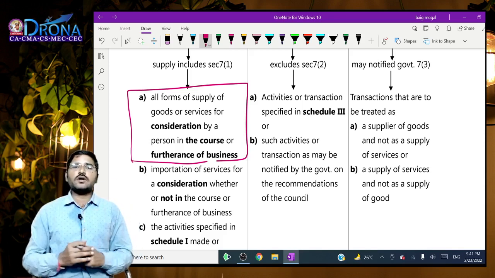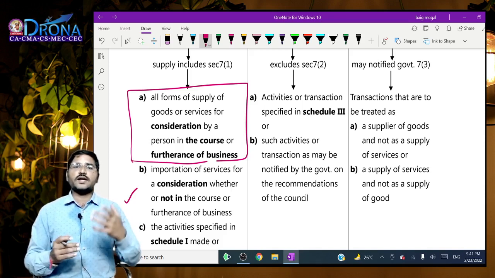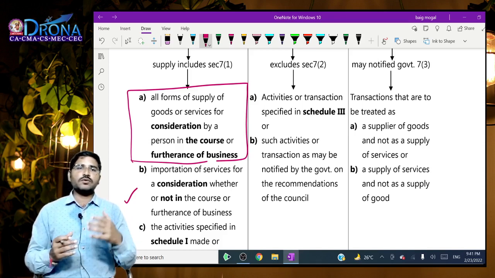And now we are going to start with section 7(1)(b). 7(1)(b) concerns import of service for a consideration, whether or not in the course or furtherance of the business; it would amount to a supply.